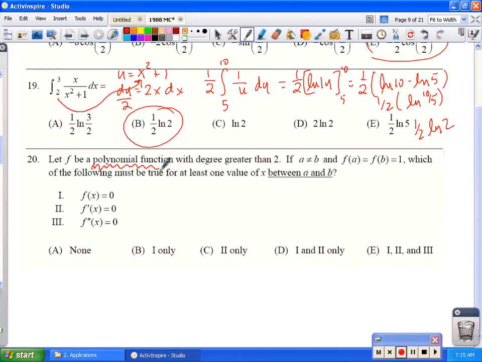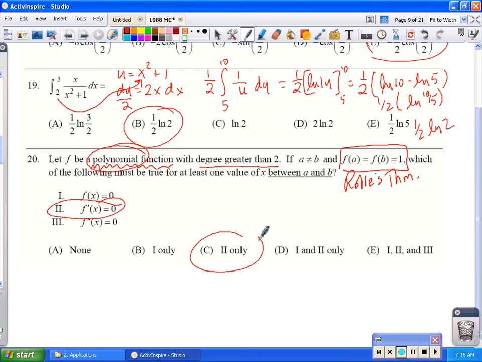Number 20, I have a polynomial function. Now, polynomial function means the degree is greater than 2. So a polynomial function is like x cubed plus 3x plus 4, x to the 4th minus 5x, etc. The reason they need to tell you it's polynomial is that they're telling you that the function is continuous and differentiable. There are endpoints where f of a is equal to f of b. They have the same y value, so it's feeling very much like Rolle's theorem because it meets all the criteria. Now remember, Rolle's theorem guarantees that somewhere the derivative has to be 0, which is number 2, which is letter C.